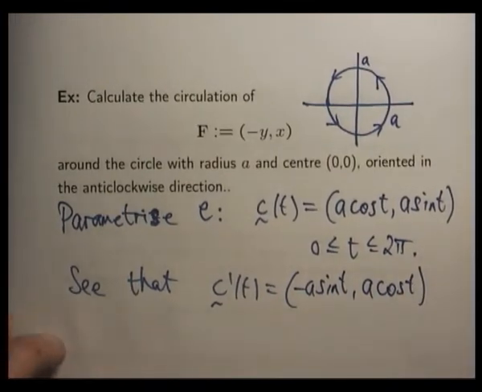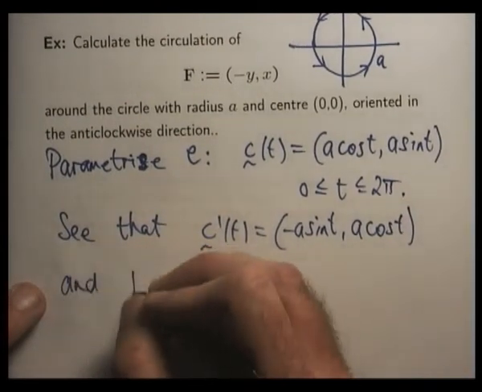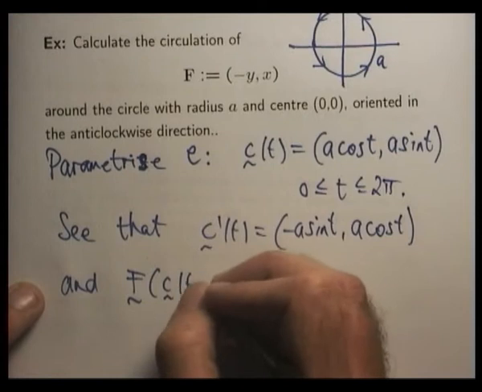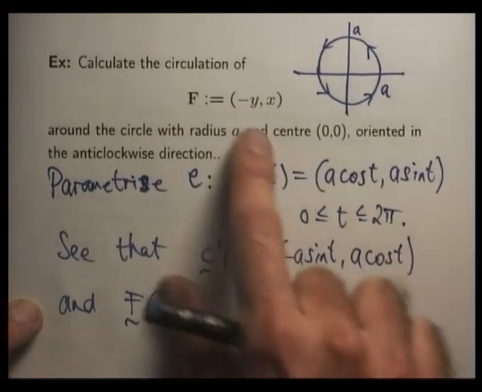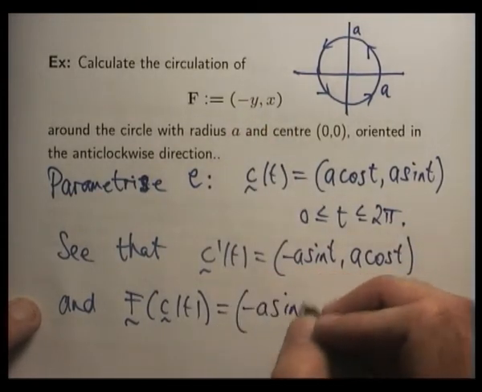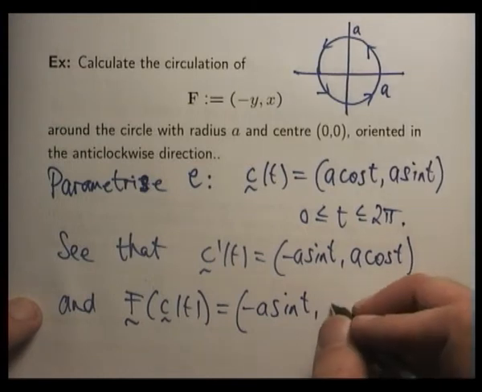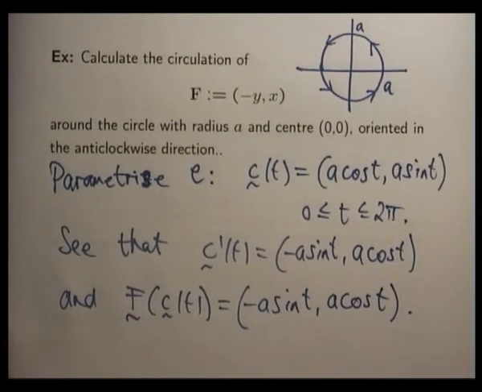So here's the derivative, and f along our parameterization, what's that going to be? Well, x equals a cos t, y equals a sin t, sub them in here. We're going to get something like minus a sin t, a cos t. So we've got our necessary elements. Let's dot the two vector functions of interest together and then integrate.